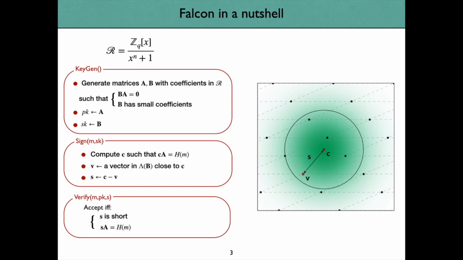To sign a message, we compute C such that C times A equals h of m. Since we do not require C to be small, this step can be done easily. Then we find a vector v in the lattice generated by B that is close to C. We can do that because C is supposed to have small coefficients. Then the signature is simply C minus V. To verify a signature, we verify that S is short and that S times A equals h of m. Indeed, if we replace S by C minus V, we see that V times A equals 0. It is because V is in the lattice generated by B and B times A equals 0.